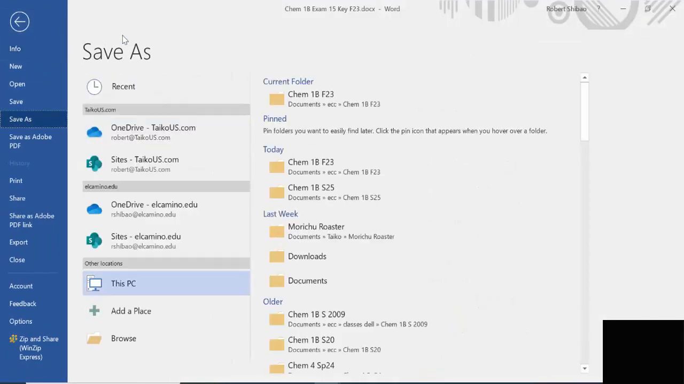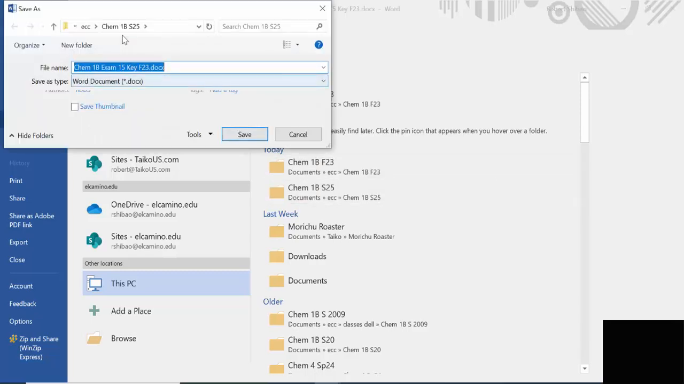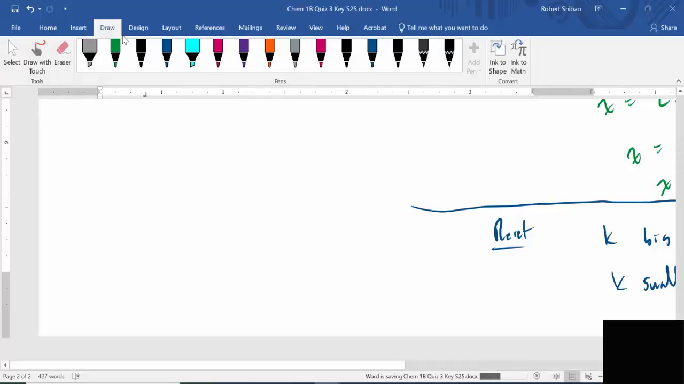Let me save this. I'm going to call this Quiz 3 key, but it's not going to look exactly like your Quiz 3 since I'm just repurposing this old test. This will be spring of 25, sorry, not 26. All right.